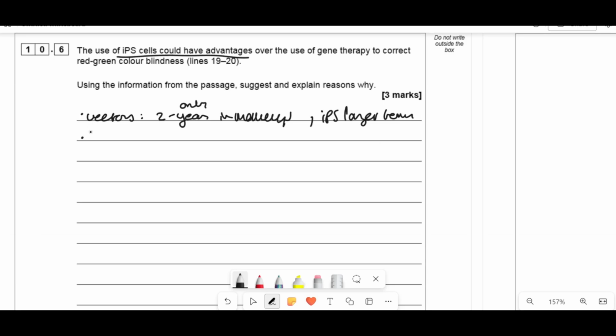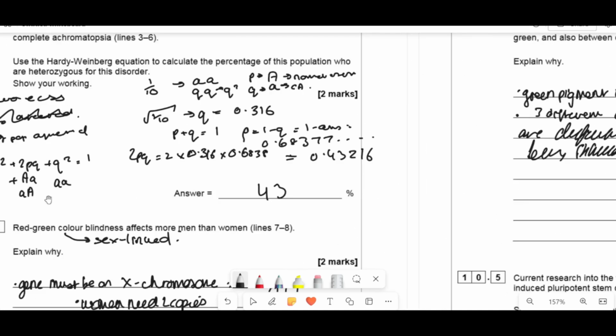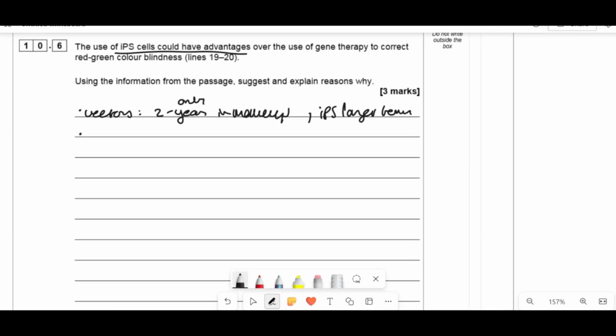So then as well as that, if we're using vectors, that involves putting in a virus. I think that's what the question told us, if I remember. Yeah. Now, if I inject a virus into somebody, their immune system is probably going to destroy it. If I'm using induced pluripotent stem cells from stem cells of the same organism, you're going to get less of a chance of an immune response in iPS.